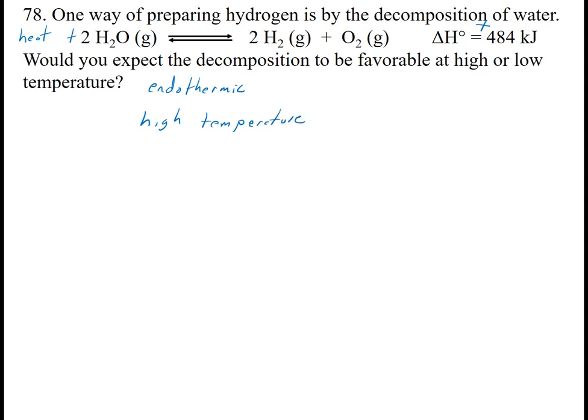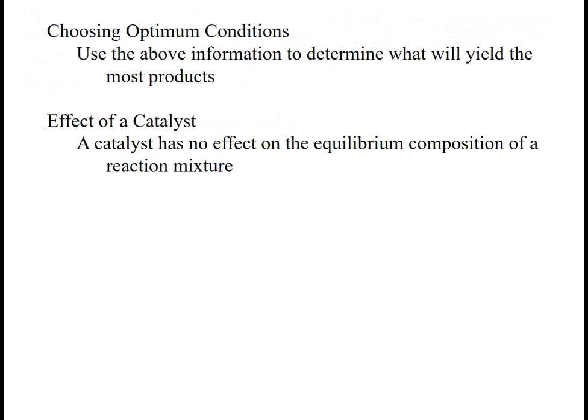Okay. All right, the next section has to do with choosing optimum conditions and what will yield the most products. That's kind of what we've already been doing, but now we're going to be looking at multiple things. But before I go to that problem, just the effect of a catalyst. Basically, a catalyst only changes the speed of a reaction. It doesn't change the equilibrium composition, so a catalyst has no effect. And I have been known to ask that question in the past on an exam.